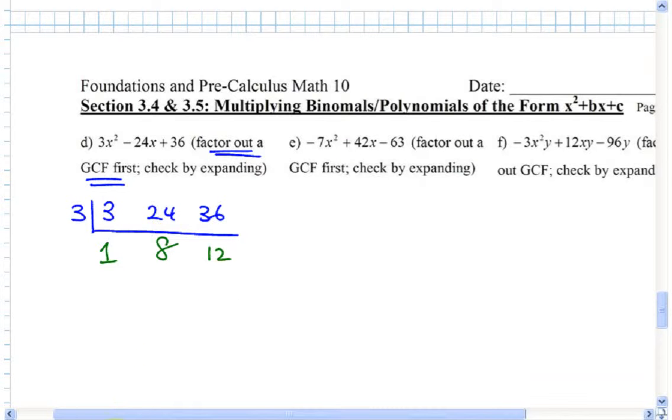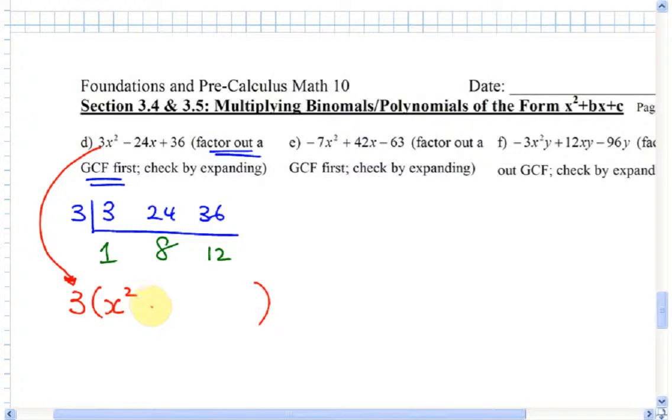So what does that mean for us? I want you to take this original expression and factor out the 3. When I factor out the 3, what is left over inside my bracket? So I had a 3x squared. I divided that by 3. What's left over? X squared. Good. Keep going. I had -24. I'm dividing that by 3. What's left over?